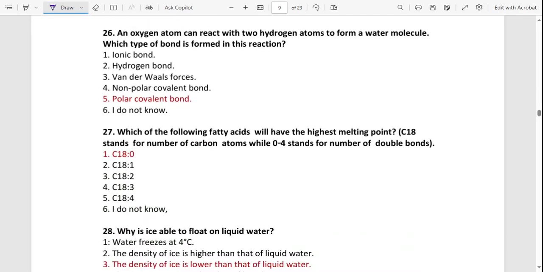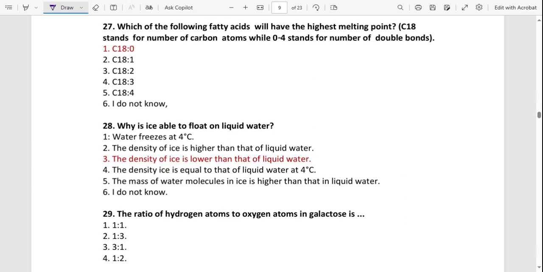An oxygen atom can react with two hydrogen atoms to form a water molecule. Which type of bond is formed in this reaction? In water you have a covalent bond, but this covalent bond is polar because there is an unequal sharing of electrons. Why? Because oxygen loves electrons, so electrons are much closer to the nucleus of oxygen. So that's a polar covalent bond.